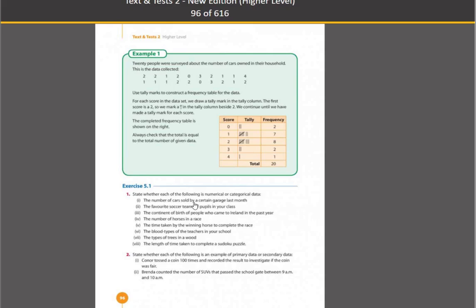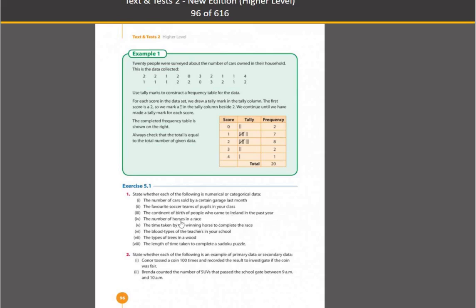So the number of cars sold by a certain garage last month. The number of something, you're counting them, then it is numerical. The favourite soccer teams of pupils in our class, well, it's teams, so you're given a category of a team. Each team is a different category, so United, Liverpool, and so on. So that is categorical data. The continent of birth of people who came to Ireland in the past year. Again, various different continents. It's a category, categorical data.